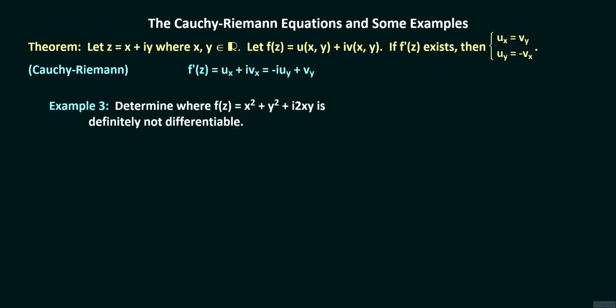For the third example, let f(z) be equal to x² + y² + i·2xy. We determine where we can be sure that f is not differentiable. u equals this part, and v equals this part. These are the partial derivatives of u and v that we should get.